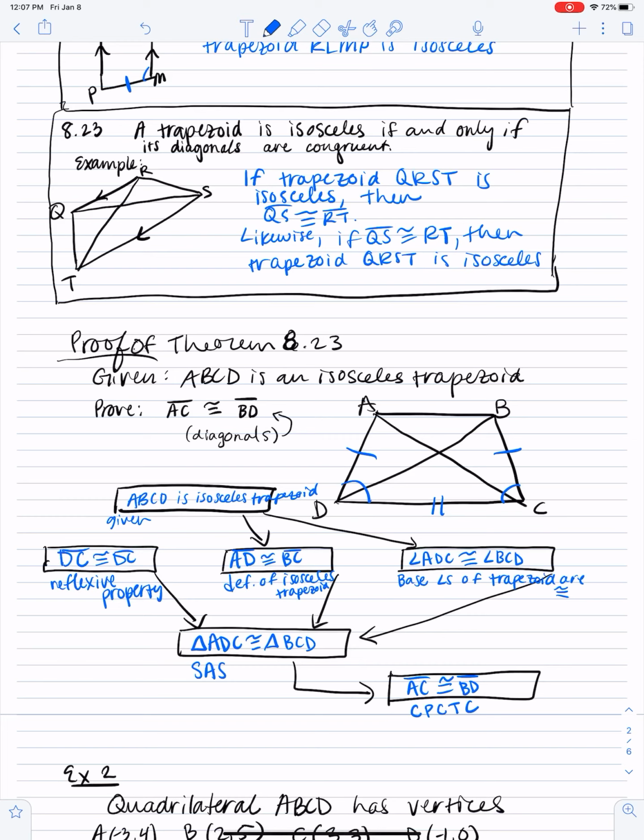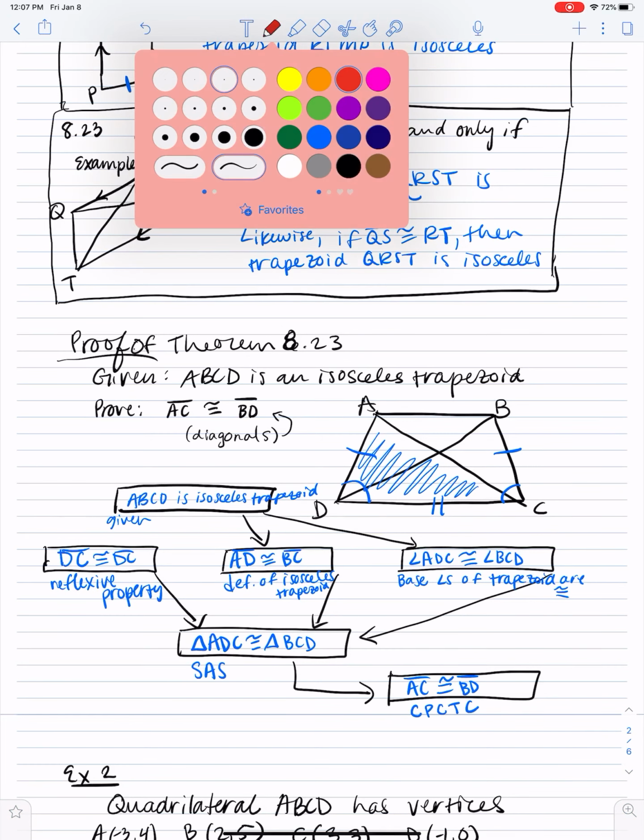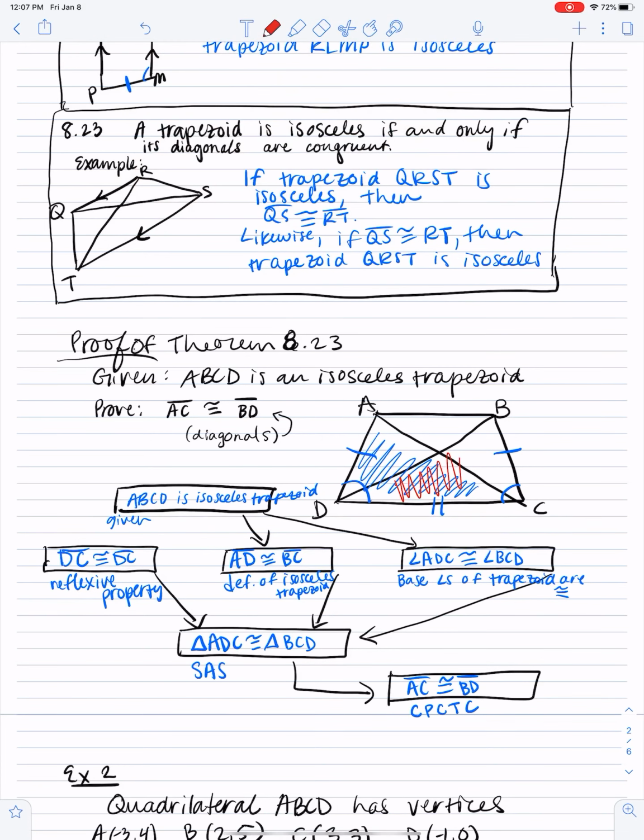Okay, so basically we took this triangle right here and set it congruent to this triangle right here. Okay, and then we said that the two diagonals are congruent because of that. All right.